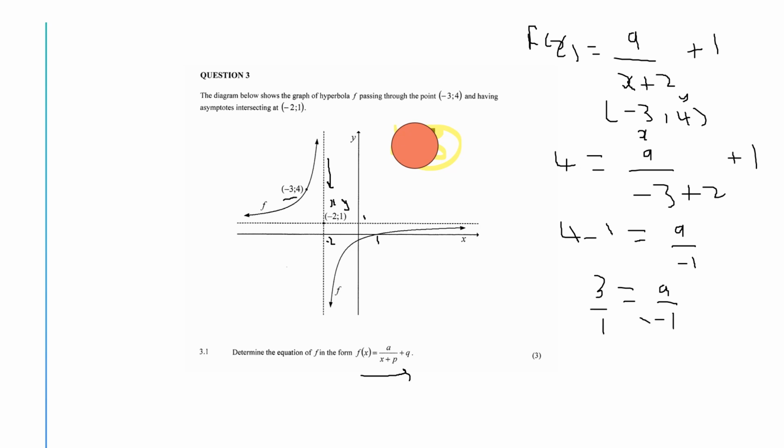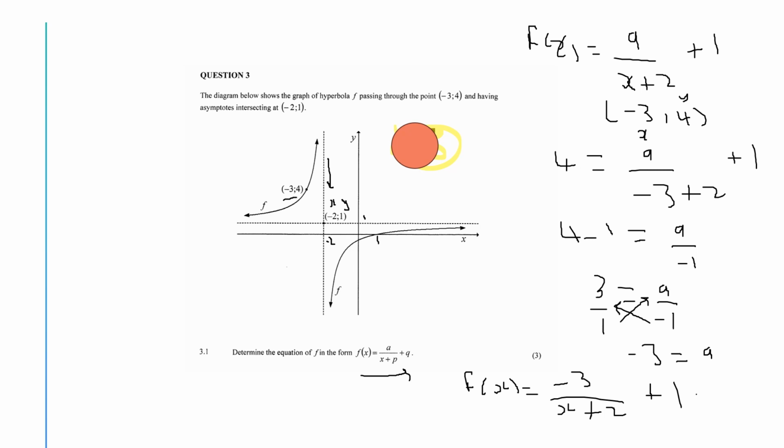Then we do cross multiplication. It will be 1 times a, and -1 times 3, which will be -3. So therefore a is -3, meaning now our equation will come back as f(x). That will be our equation now. It will come back as f(x) is equal to a, which is -3, over x plus 2, which we already know from the asymptotes, and plus 1. That will be your 3 marks.